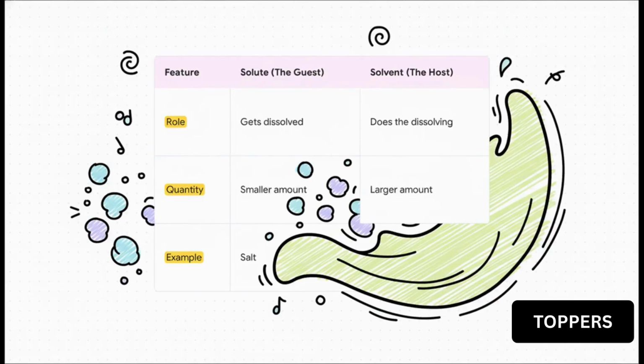You know, here's a great way to think about it. Imagine a party. The solvent is the host. It kind of creates the whole environment, and there's more of it, right? The solute is the guest that shows up and mixes into the crowd. The host does the dissolving, the guest gets dissolved. It's a pretty perfect analogy for how these two work together.